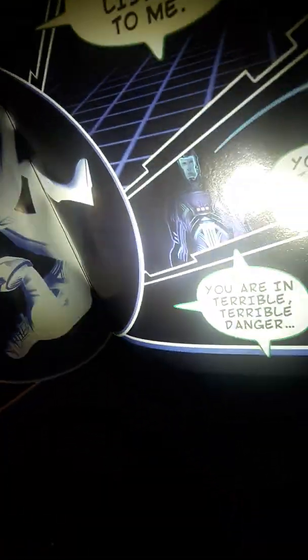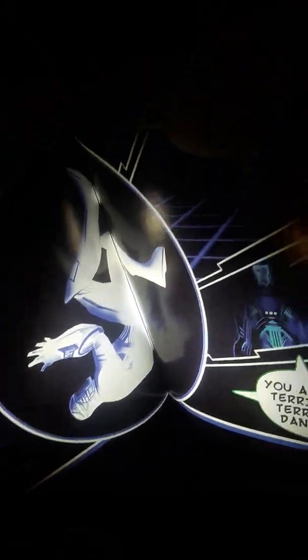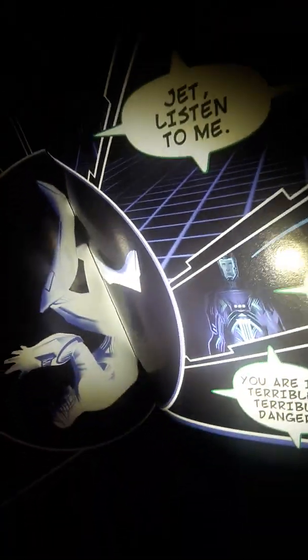So in this, yeah, he's going through the various nightmares and what's happening and his father and all that, getting zapped. But there he is in the center. It's like, Jet, listen to me. You have to trust me. So none of this is real.